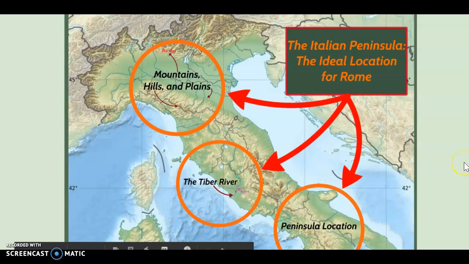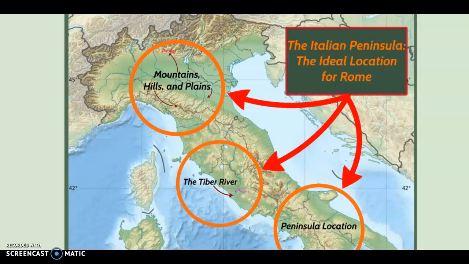Look at the map. It is a beautiful map, the Italian peninsula. There are 3 key things about this. First, there are mountains, hills, and plains. Up here, we have the Alps. This offers protection. It's very difficult to travel over the Alps. And then hills are going to also provide some protection and be strategic.